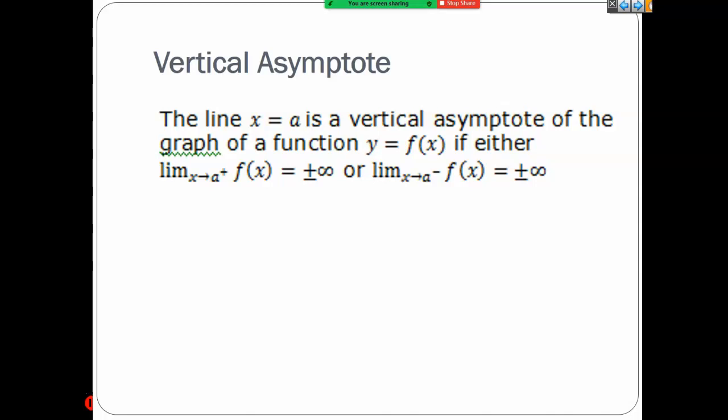We have to look for vertical asymptotes. You must always find the right and left-hand limit for a vertical asymptote. We also call that end behavior.